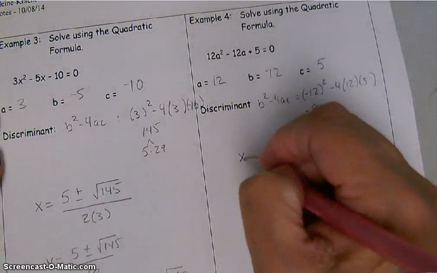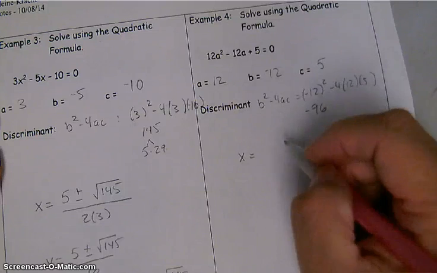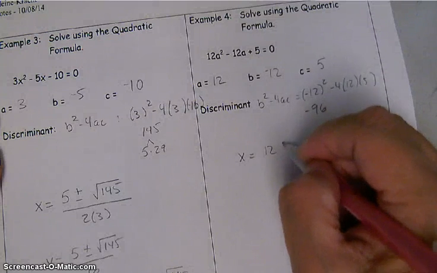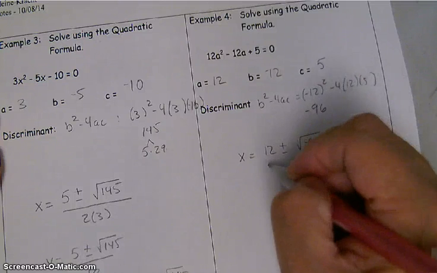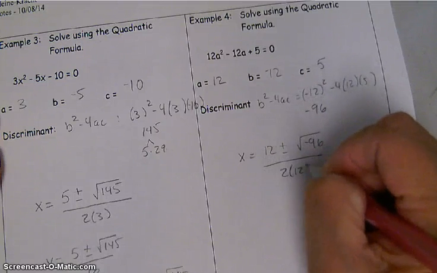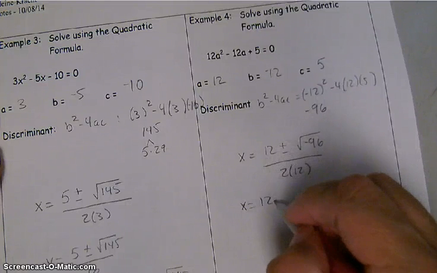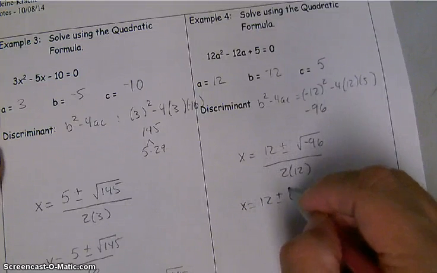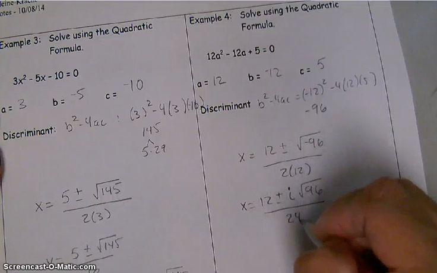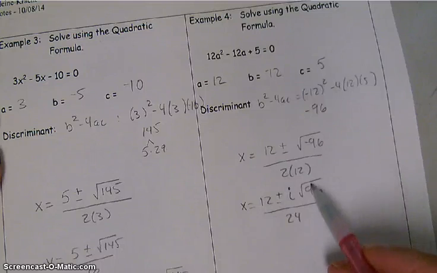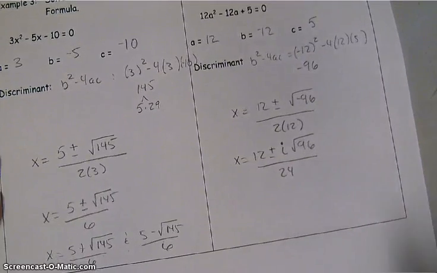So I know that if I plug this in, x equals -b, b is negative, will be 12 plus or minus the square root of -96 all over 2 times 12. So I'm going to have x equals 12 plus or minus, I'm going to go ahead and bring my i out for root 96 all over 24. So my next step is I need to simplify the square root of 96 and see if that breaks down.